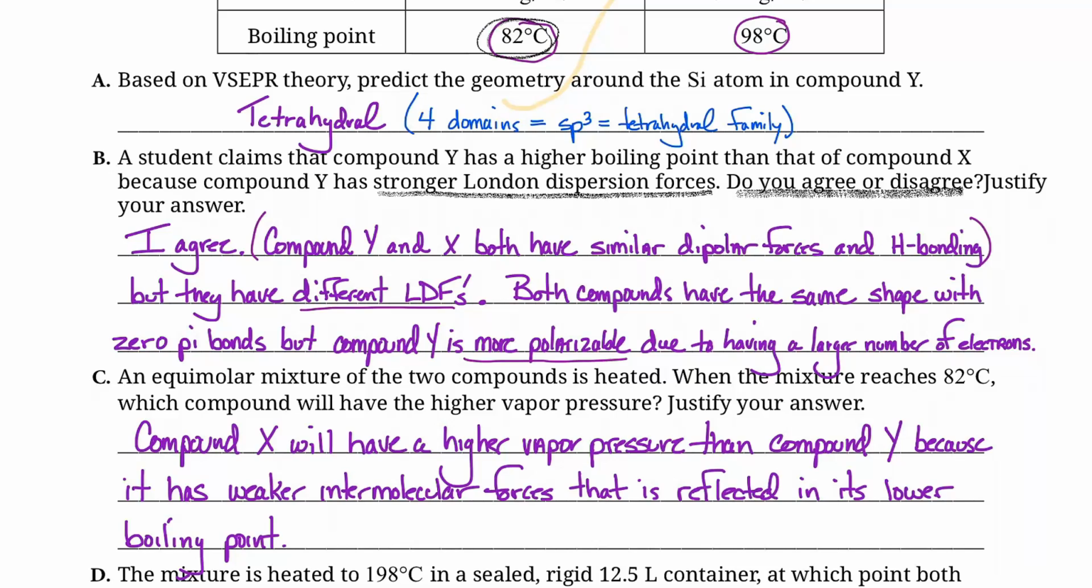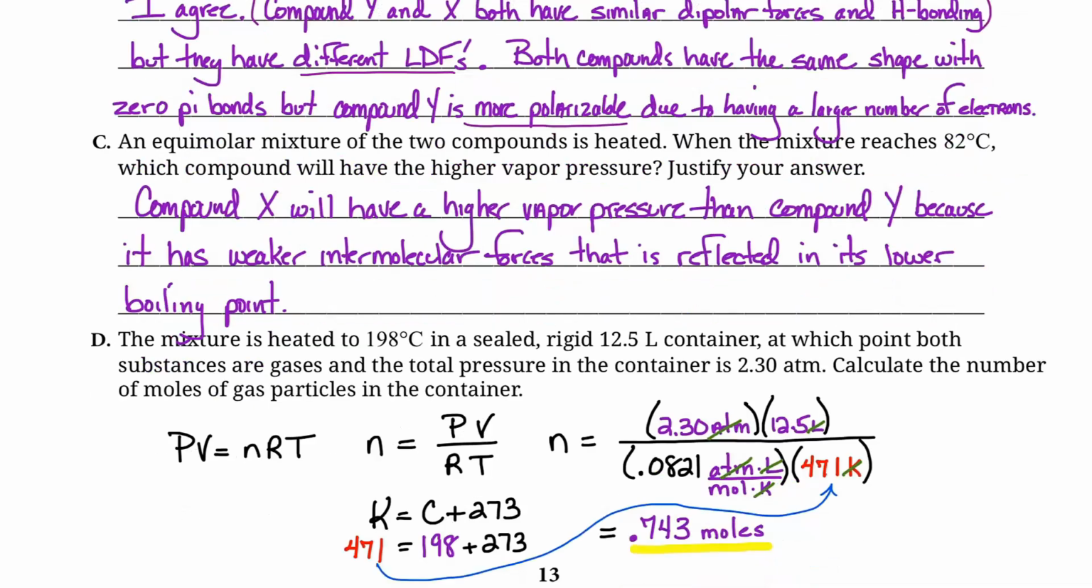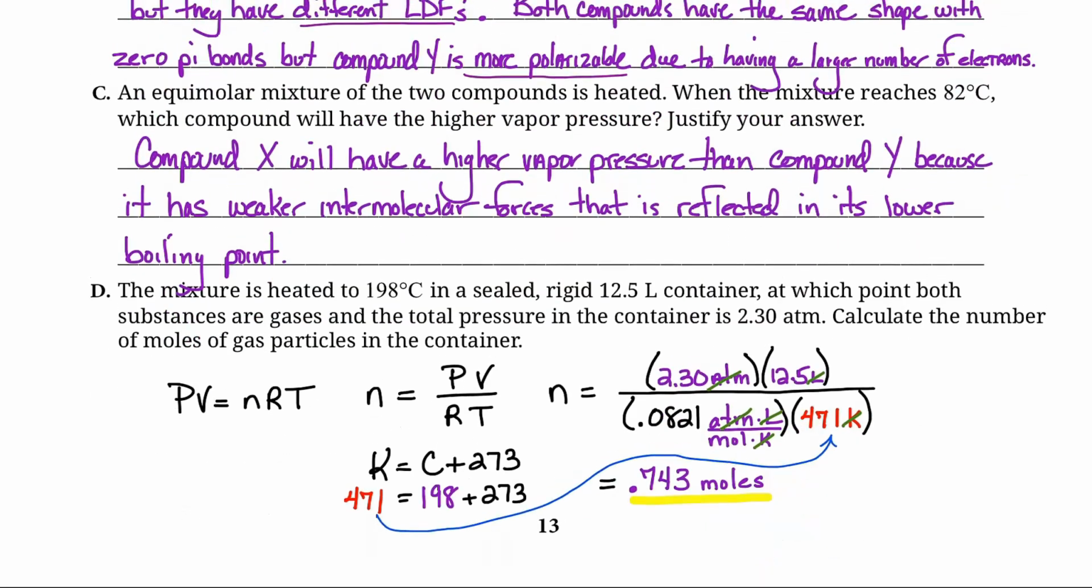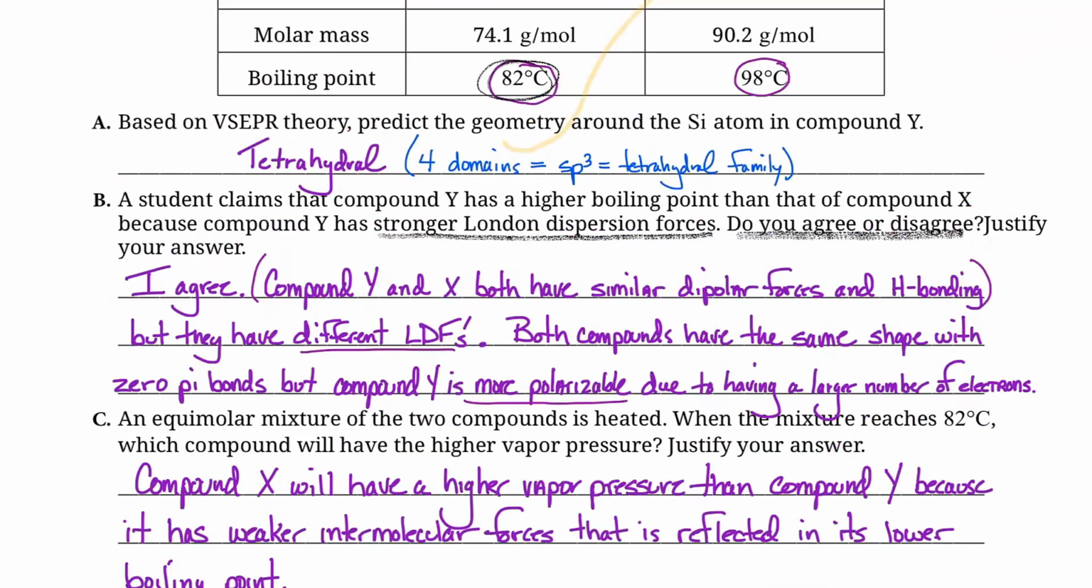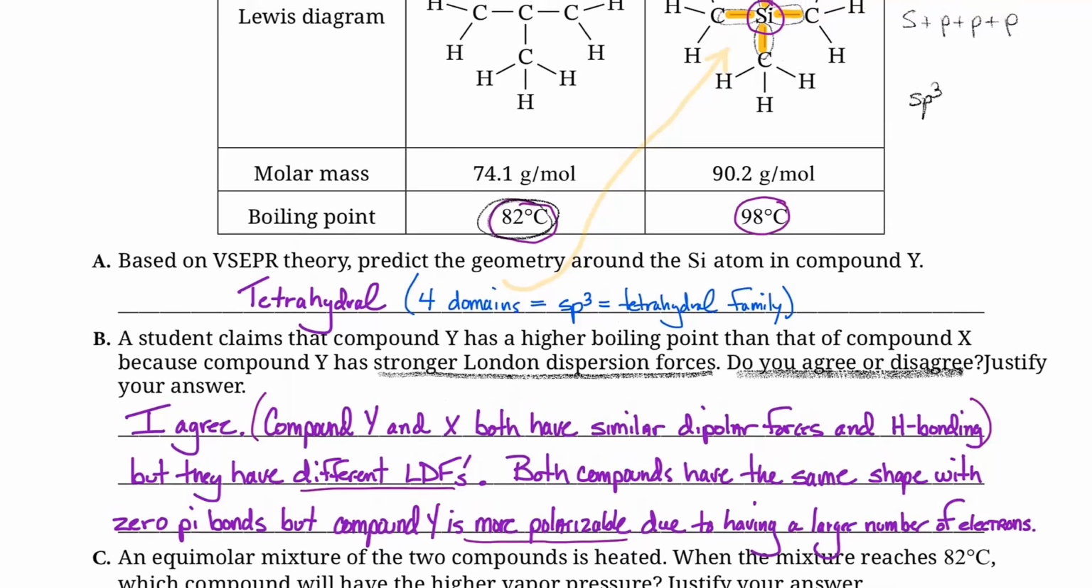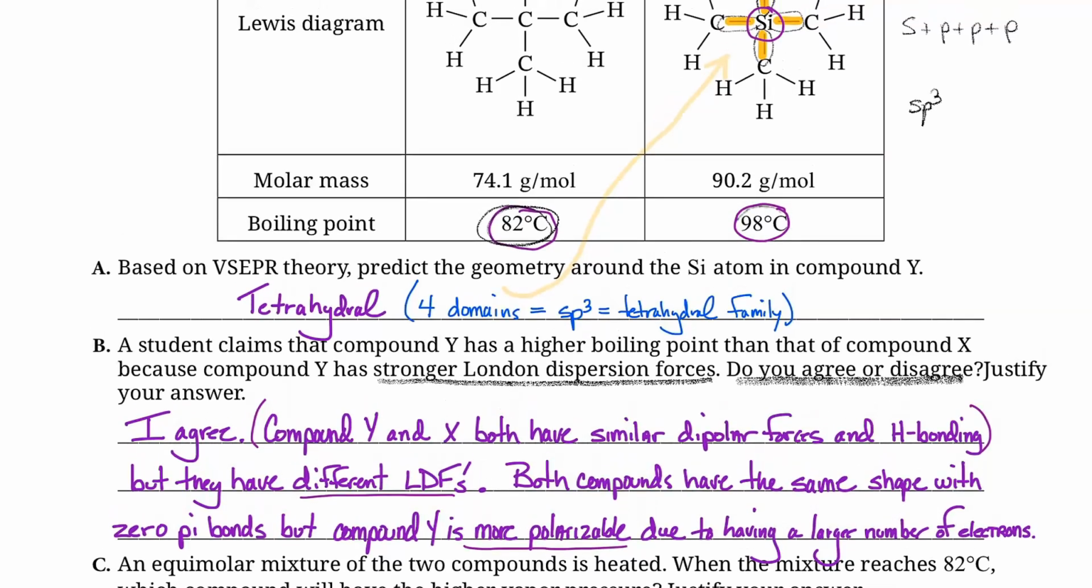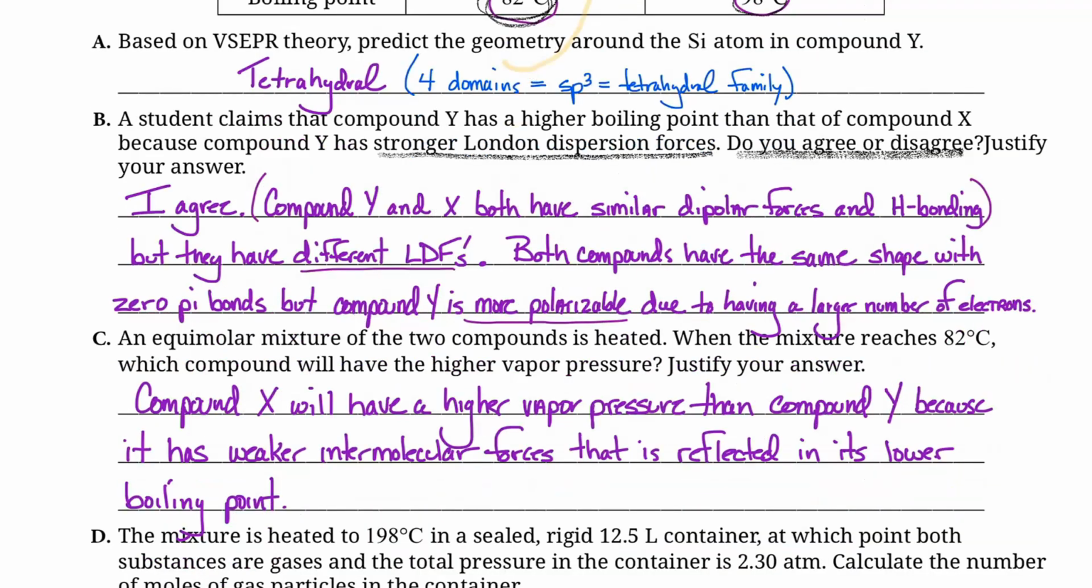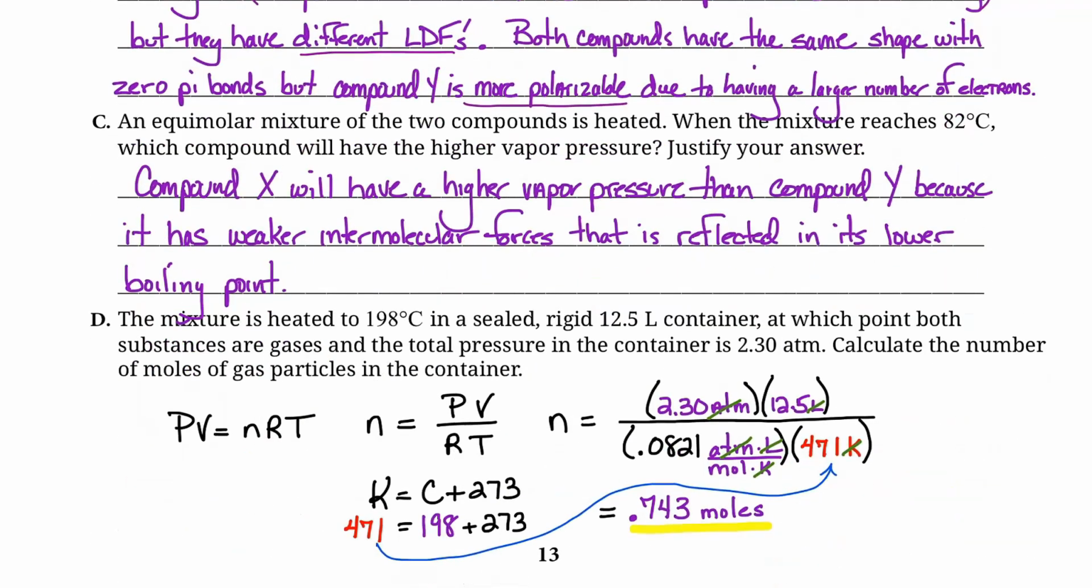Okay, on to D. The mixture is heated to 198 in a sealed, rigid 12.5 liter container. Now, if I look at 198, I can see that 198 is above both of these liquids' boiling points, so they're all going to become a gas. And guys, we got gases, we got what? A volume. Okay, we've got pressure. You should sniff this out. Yes, this is a PV equals nRT question.